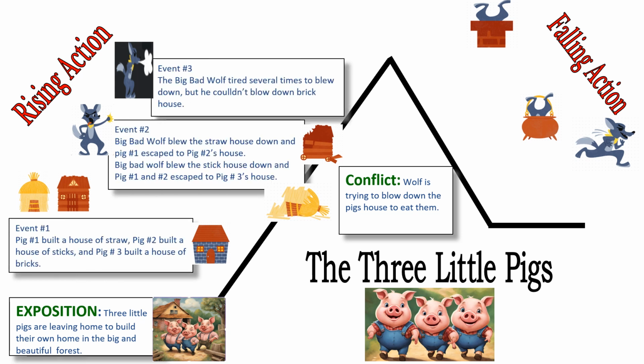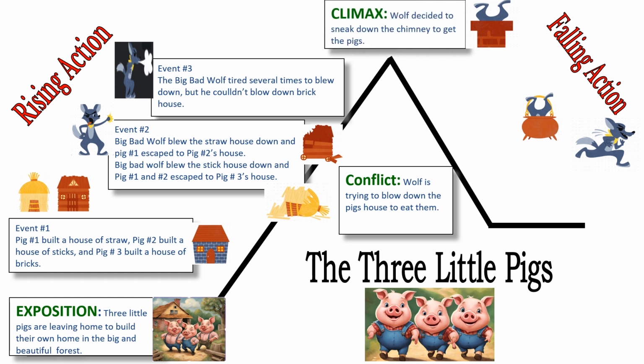Now there comes the rising action. In the rising action, we see the pigs working hard and building houses of straw, sticks, and bricks. And meanwhile, the wolf planned to blow them down. So the wolf blew the straw house and blew the stick house, but he could not blow down the brick house. Then there comes the climax. So, what is climax? Climax is where the tension is at its peak. The wolf decided to sneak down the chimney to get the pigs.